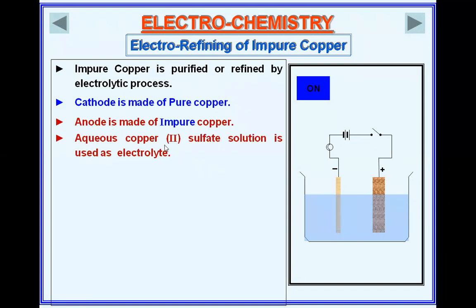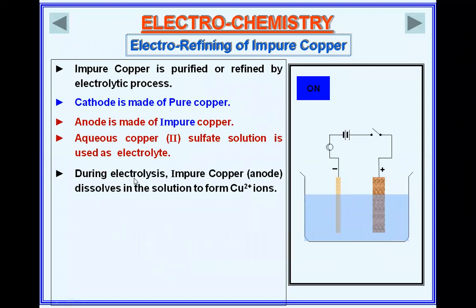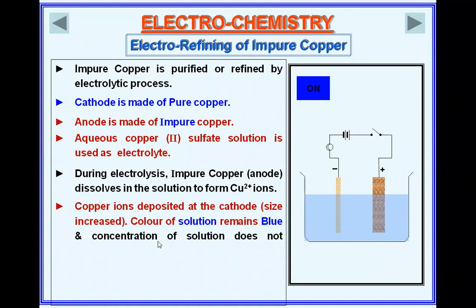So, the anode is made of impure copper. Aqueous copper sulfate is used as an electrolyte. During electrolysis, the impure copper anode dissolves in the solution to form copper ions, and these copper ions travel towards the cathode and deposit onto the cathode. That is why the size of the cathode increases and the color of the solution remains blue.